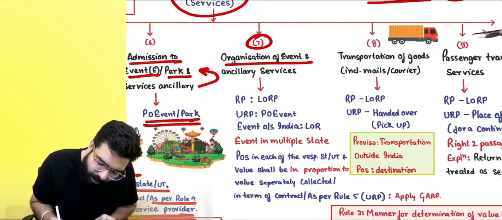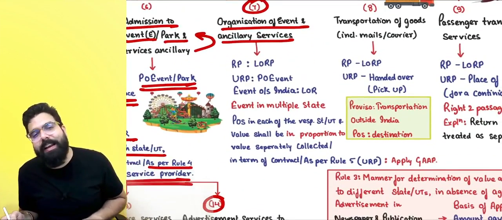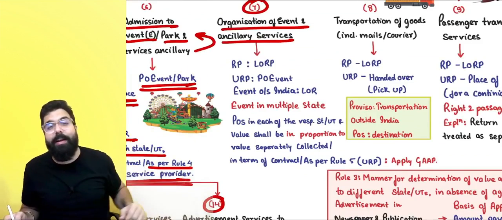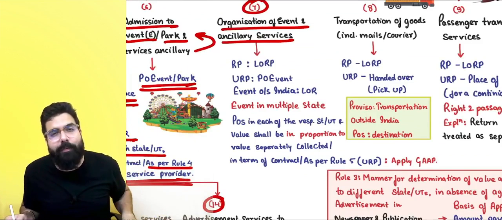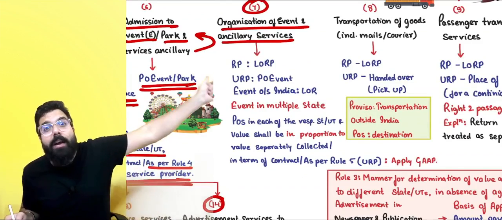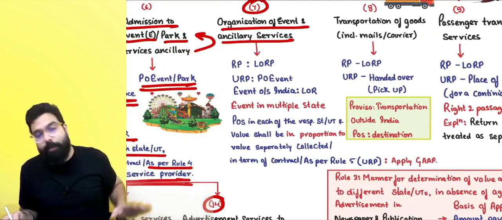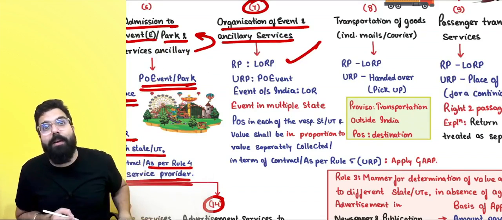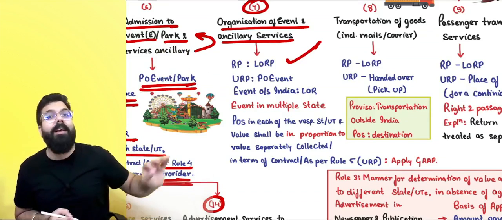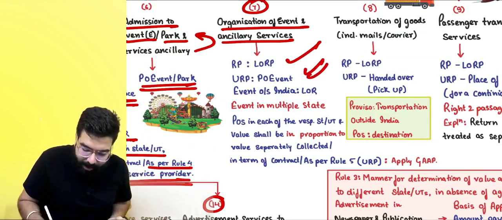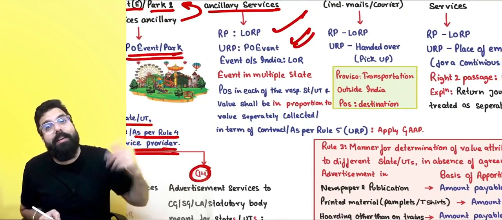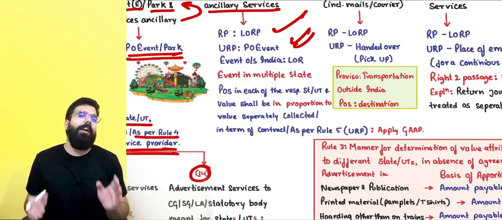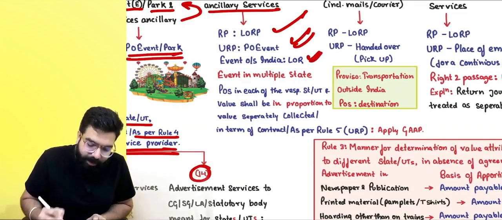Section number 12.7 talks about organizing of event and any ancillary service. Always remember, organizing a service. If I have organized an event for a person and he is a registered person, place of supply is always the location of the registered person. But if he is an unregistered person to whom I have given the service of organizing an event, then the place of the event becomes the place of supply. Sir, the event is outside India, both of us are in India. Then if the event is held outside India and both of us are in India, location of the recipient becomes the place of supply.